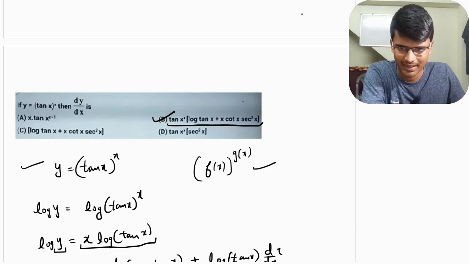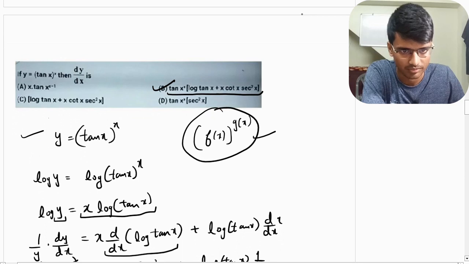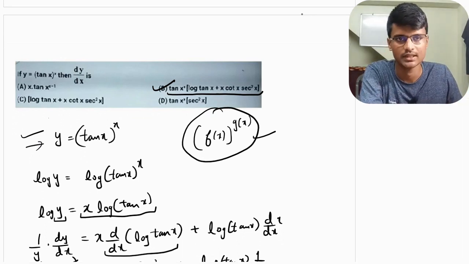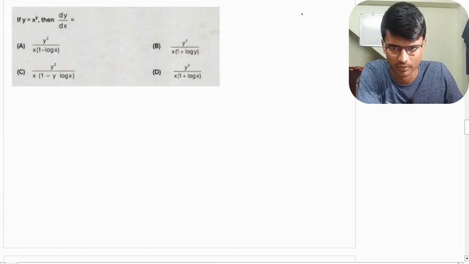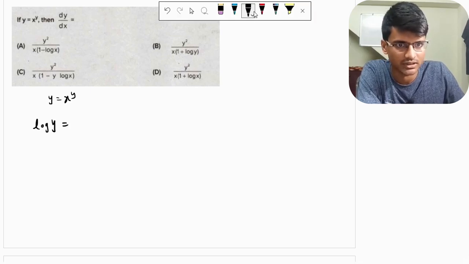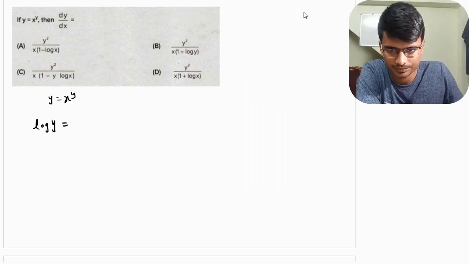It is easy. You have to first see whether it is of the form f of x whole power g of x. If it is of this form, you will apply log on both the sides. Let's look at one more question. Again a similar question: y equal to x power y. Again we'll apply log on both sides. Log y equals y log x.